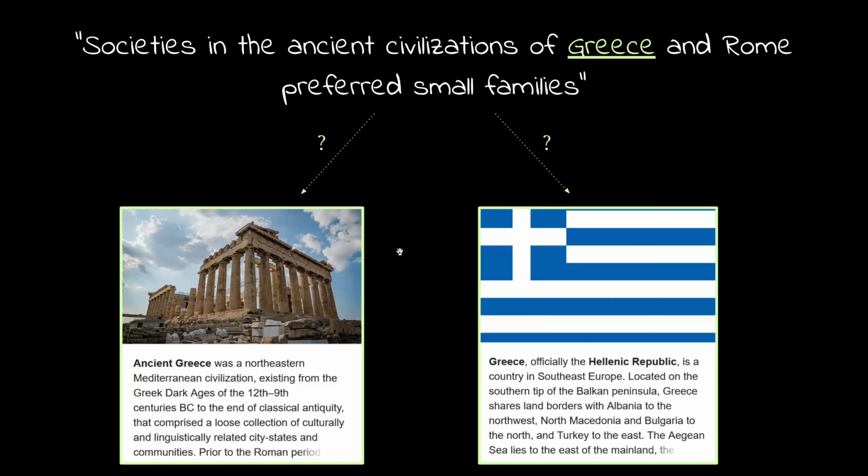I think I have 2 more where we'll just try and see what everybody thinks about this disambiguation. So here's another sentence where it reads, societies in the ancient civilizations of Greece and Rome preferred small families. There's 2 ways in which we can disambiguate Greece. On the one hand, we have ancient Greece, talking about the ancient civilization from several centuries ago. Or on the other hand, we have the current country Greece, the country in Europe as it is today. So what does everybody feel like this should disambiguate to? 1 would be ancient Greece, and 2 would be the current country Greece. Let's see, some 1s.